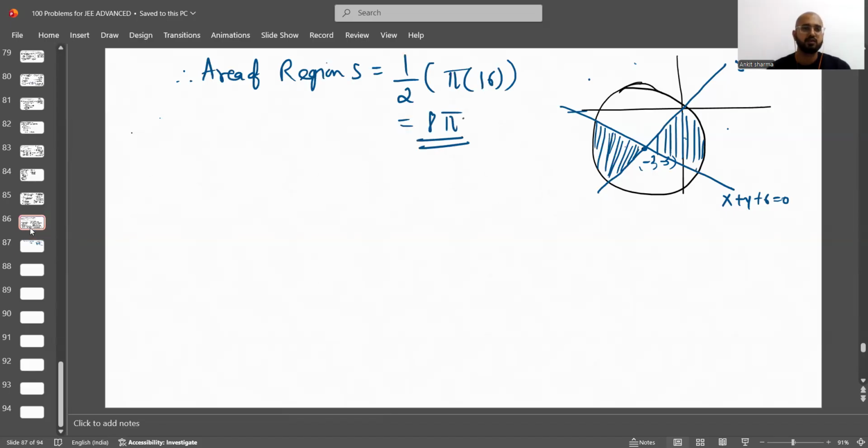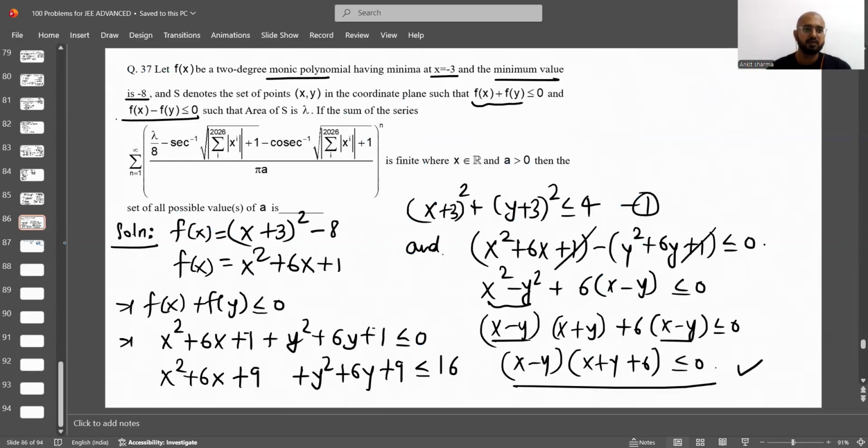So if this 8 pi is solved, now we have another monster waiting for us. So from n equal to 1 to infinity, if I just plug in here all these things, let us see what we get. So lambda is 8 pi. So 8 pi by 8 will give me pi minus, if I take minus common.